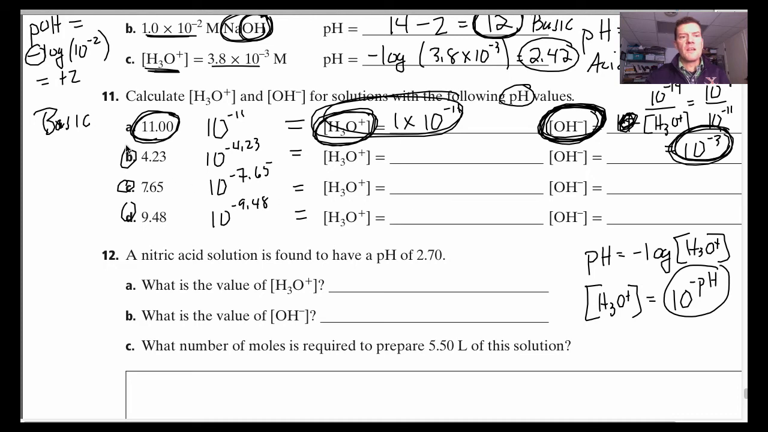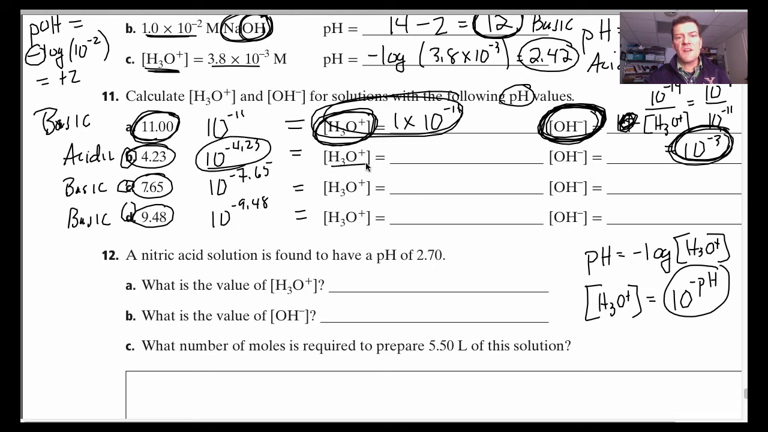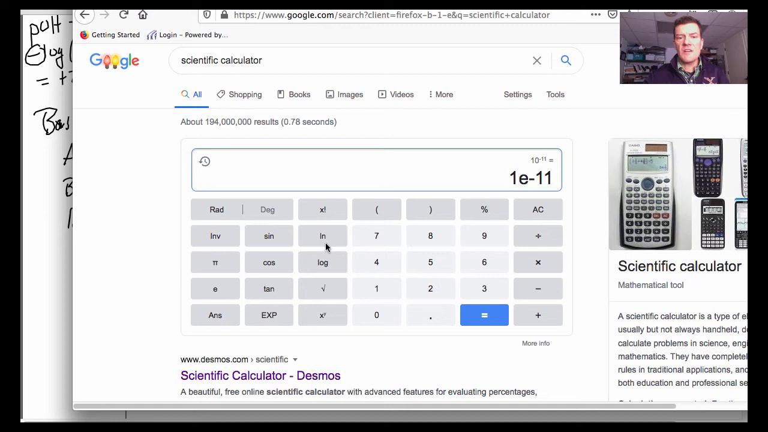Just really quickly, you can do the rest of these, but if I look at these, if the pH is less than 7, this is acidic. Here, it's a little bit above 7, so this is slightly basic. Here, it again is above 7, so it is slightly basic. But you are going to evaluate each of these, so 10 to the negative 4.23 to find your hydronium. And we can do this here. Watch.